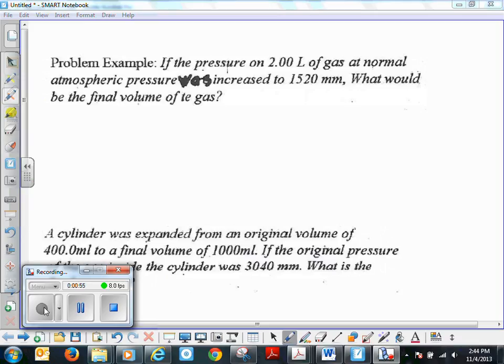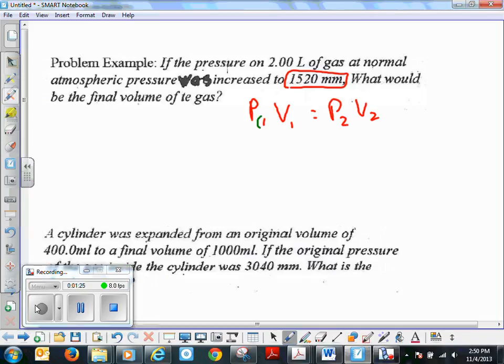So here's the first problem I want you to do with Boyle's law. If the pressure on 2 liters of gas at normal atmospheric pressure was increased to 1,520 millimeters of mercury, what would the final volume of the gas be? Like the volume of the first number that was volume 1. So everyone knows how to count. It's 1 and then 2 and then 3, 4, 5, right? So 1 comes first. So just remember that that's what that means.